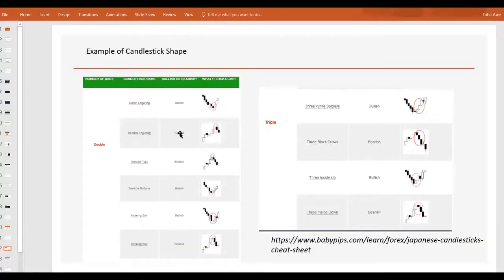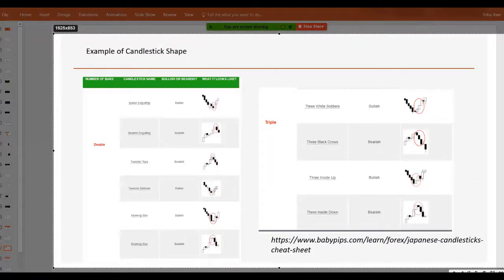Now for double candle formation, we have the bullish engulfing candle and the bearish engulfing candle. Engulfing means you have a candlestick formed, maybe it could be red, let's say a red candlestick, which is this black one, and the next candlestick that formed engulfed it, that is, it covered it. That's the meaning of engulf. It's covering it.